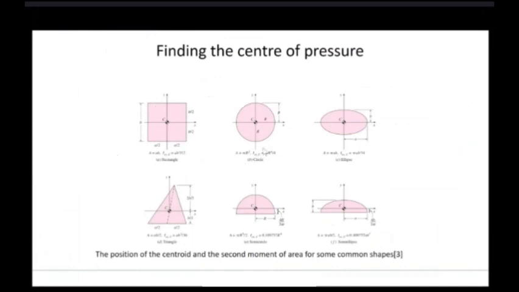We can also see the information there for a circle, an ellipse, triangle, a semicircle, and a semi-ellipse. So these are all standard relationships that we might use to understand the magnitude of the forces on plates which are submerged in a fluid, and also the position of those forces on plates which are submerged in those fluids.